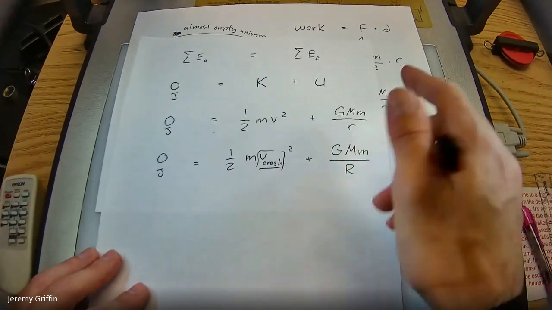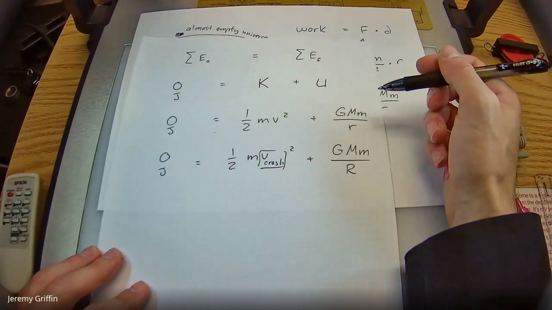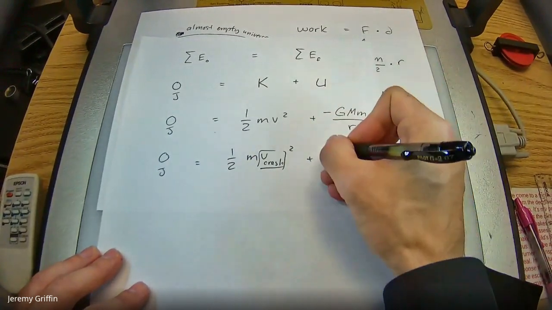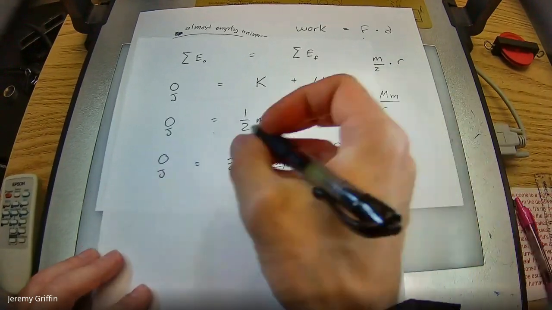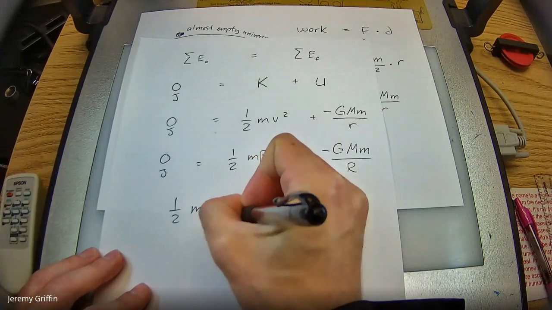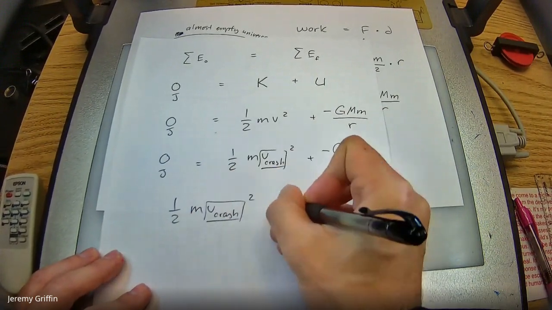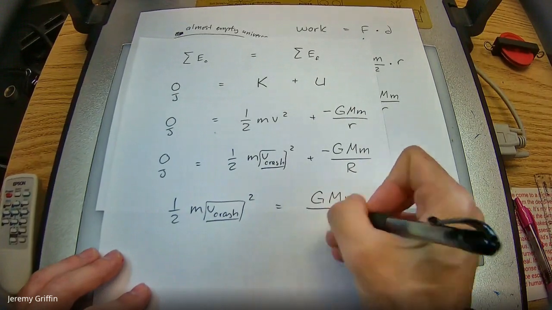So, I'm so sorry. I have a little mistake. Guys, what's the mistake? Yeah, oops, I forgot the negative sign. So when you add this over, now everything goes positive again. So I've got 1/2 m v crash squared is equal to, now it's positive G M m on R because you just add that term over.